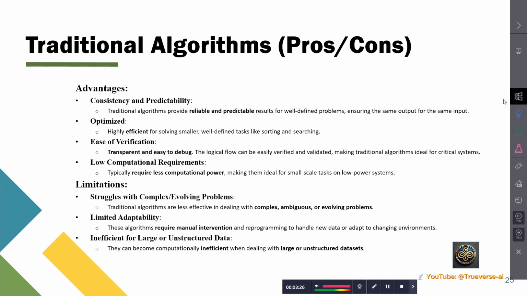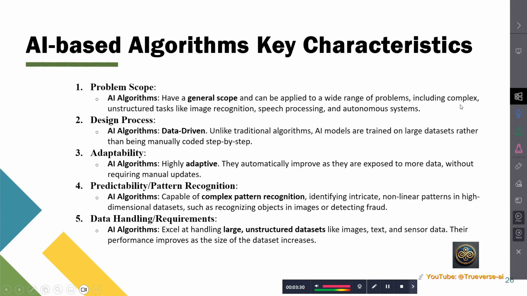Now let's go to AI. See the AI characteristics. In this slide, we will discuss the key characteristics that distinguish AI-based algorithms from traditional algorithms. These characteristics make AI systems more flexible, adaptive and powerful in handling complex tasks.